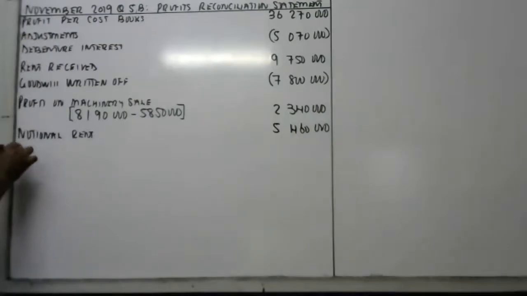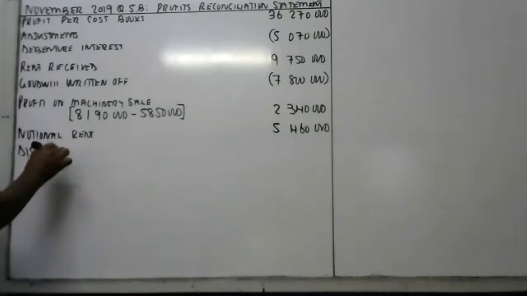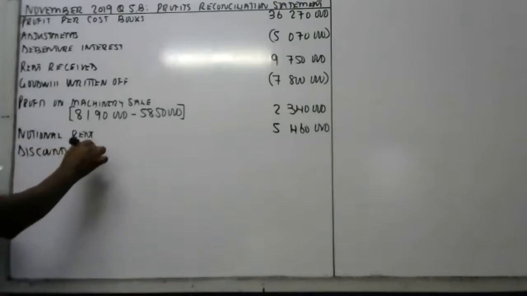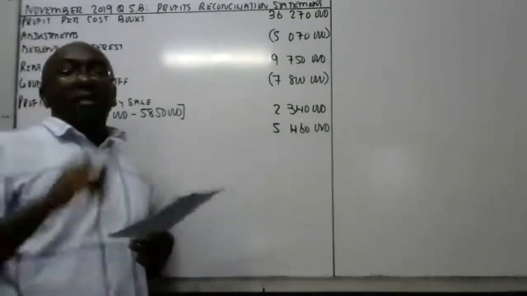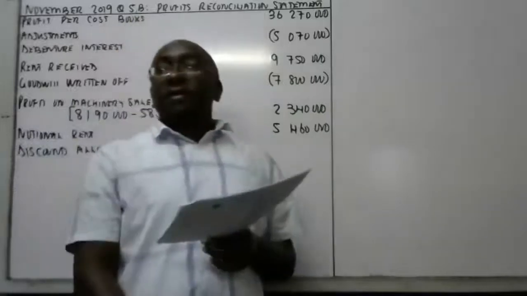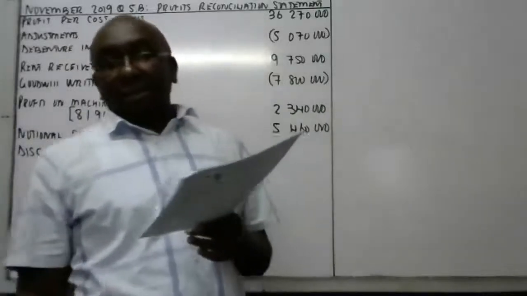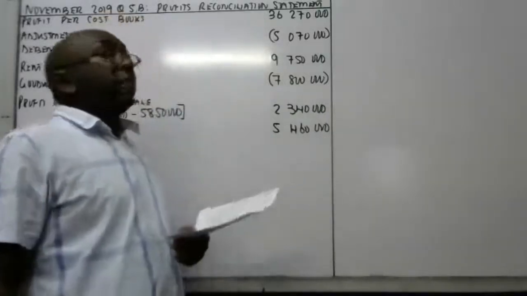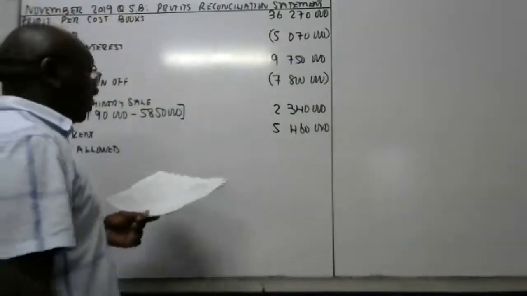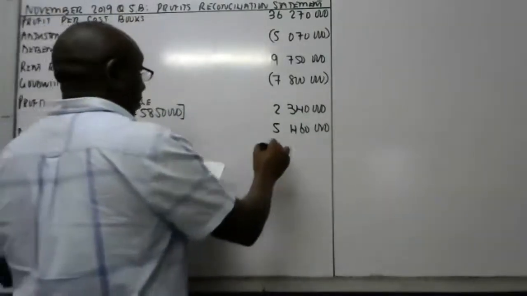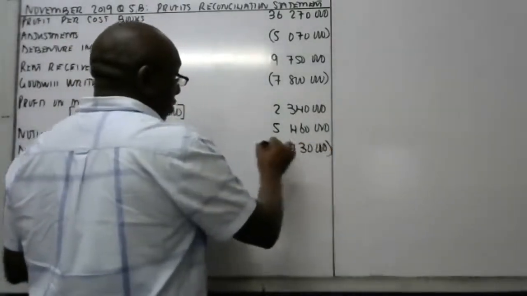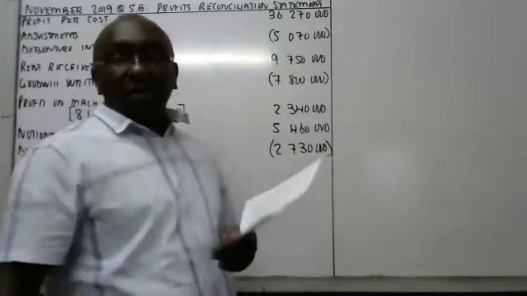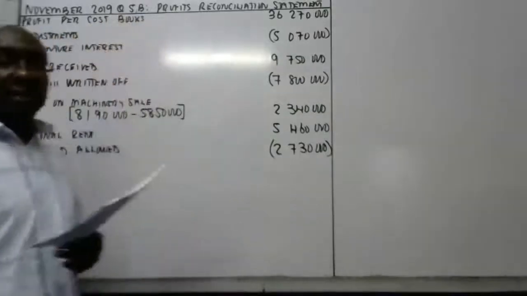We have discounts allowed. Now, discount allowed is only found in finance and is an expense. So the cost people need to subtract that. 27.30. When you give people discounts, your profits go down. So you're supposed to subtract.